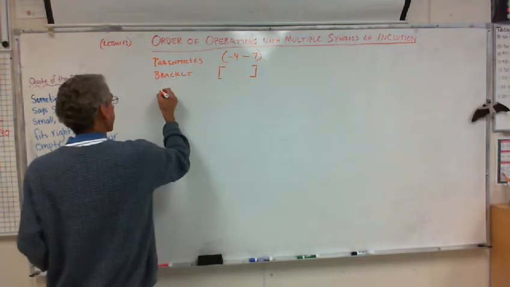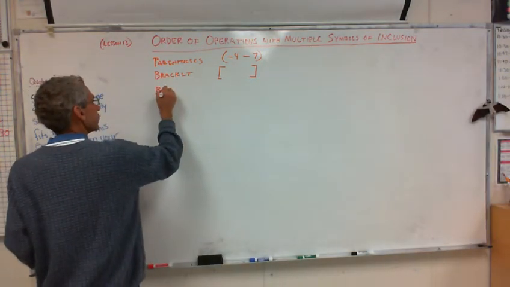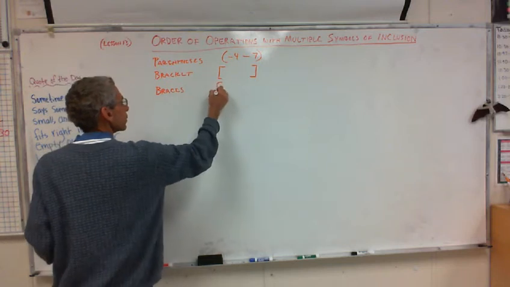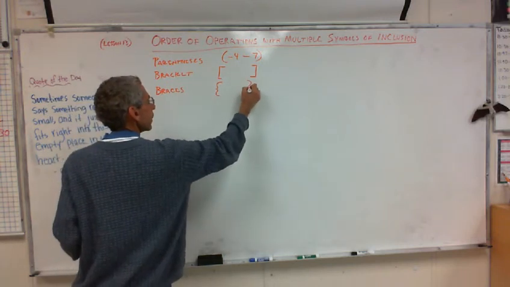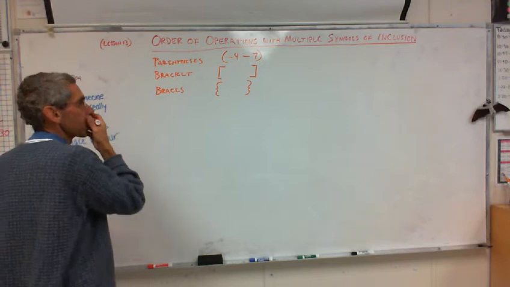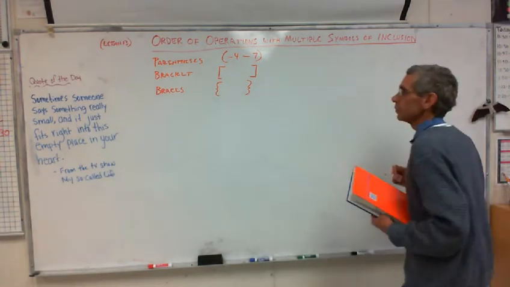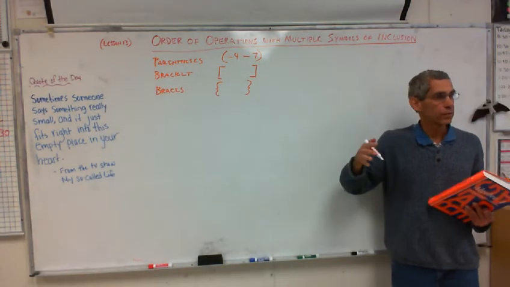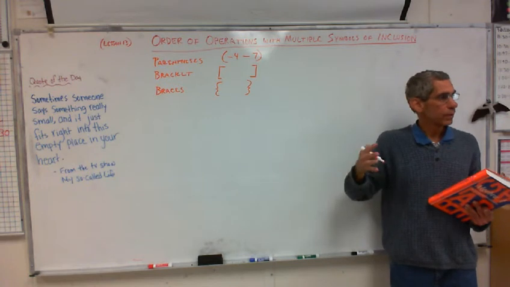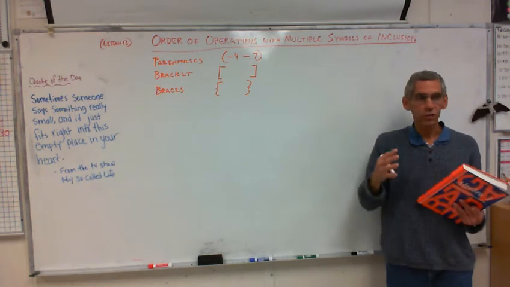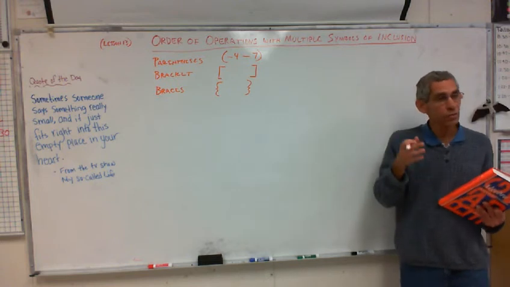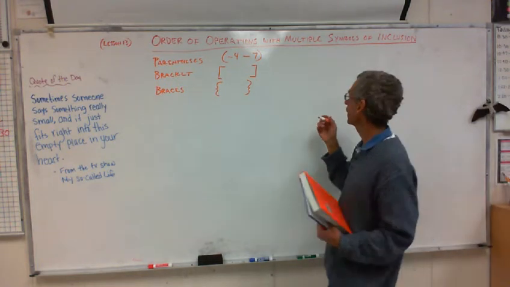And then there's also braces. Braces look like this. Okay? So all of them are the same thing as a parenthesis. They mean the same thing. They're just symbols that include things, symbols of inclusion. Now, sometimes you write things like, let's say I did this.